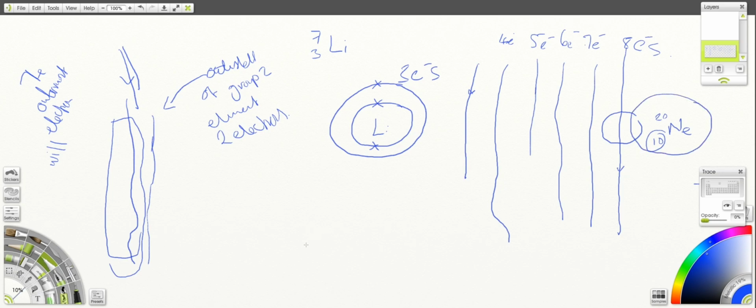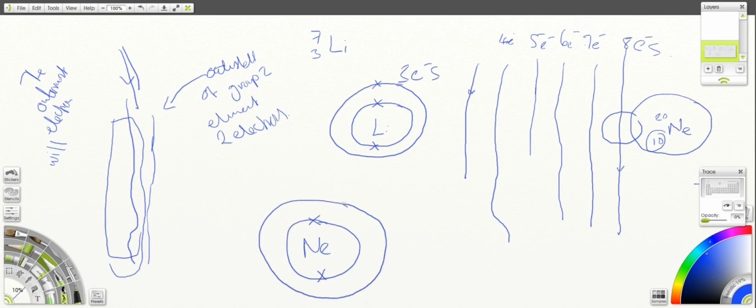So I've got neon, Ne. Here's my first shell, so I've got 2 electrons in here, right? I'm going to draw another one, and I've got 2 in total, 3, 4, 5, 6, 7, 8, 9 and 10. And can you see it was in group 8, and the total number of electrons on the outermost shell is 8. So that proves what we were saying.